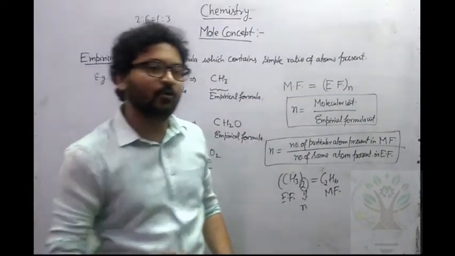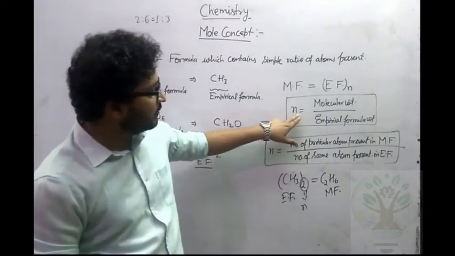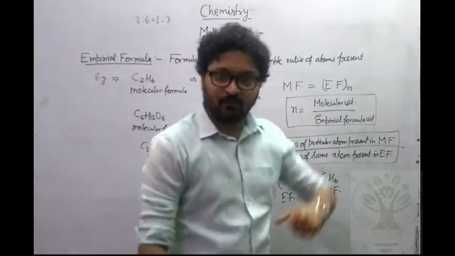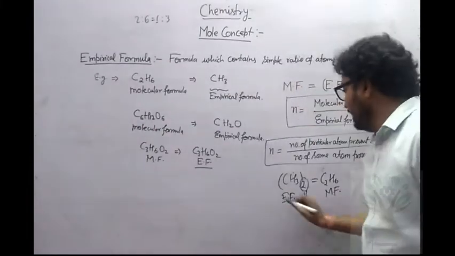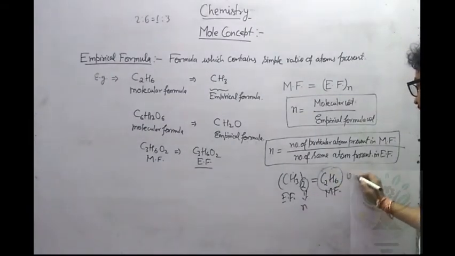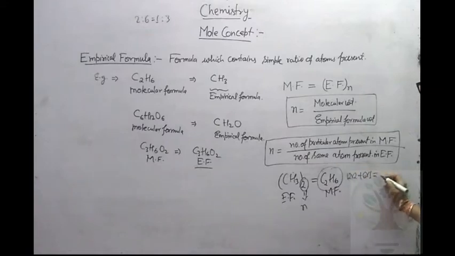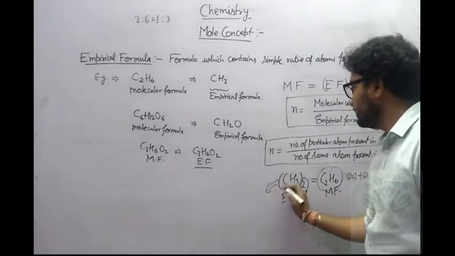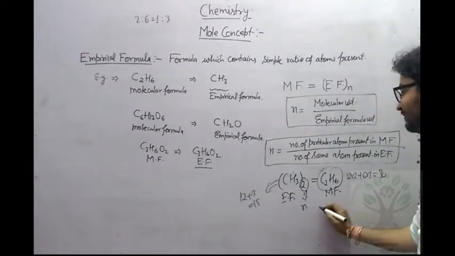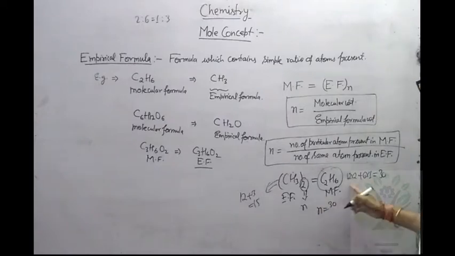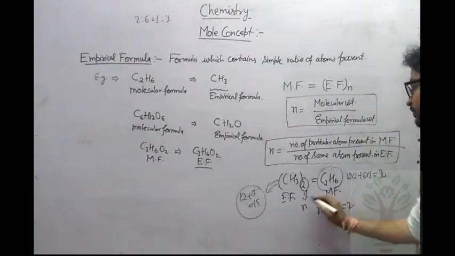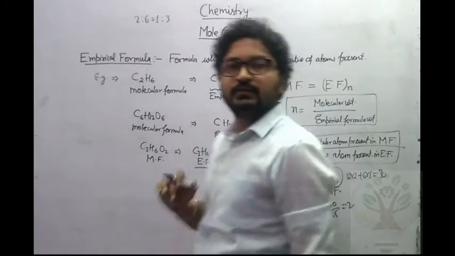Now, if you want to calculate n, how can we calculate? n can be calculated as molecular weight divided by empirical formula weight. For example, here what is the value of n we got? 2. Can you tell me the weight of C2H6? C2H6 means 12 into 2 plus 6 into 1, that is 30. What is the weight of CH3? CH3 weight will be 12 plus 3, that is 15. So n will come as 30, molecular weight, divided by 15, empirical formula weight, that is 2. So this is how we calculate n.